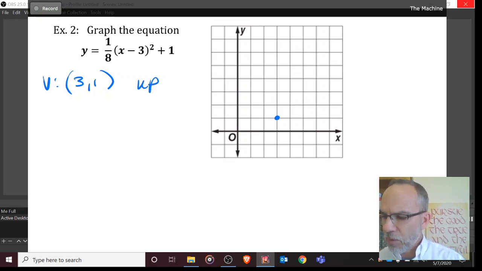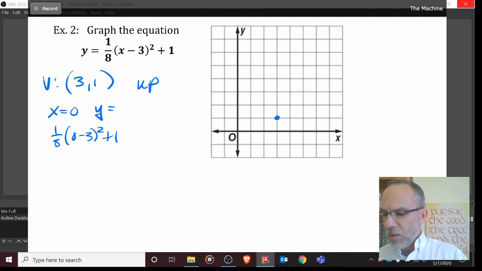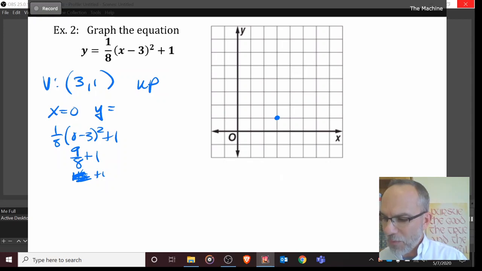Now I need to plot some more points. An easy point to pick would be to let x equal 0 and find out what y is. If I plug x equal to 0 in there, I get 1/8 times (0 minus 3) squared plus 1. Okay, so negative 3 squared, that's 9. I'm going to get 9 divided by 8 plus 1. That's maybe like 1 1/8. That's terrible. I never should do mixed numbers. You shouldn't either. 1 1/8 plus 1 is 2 1/8. So y is about 2 1/8, 2.125 if you know your eighths.